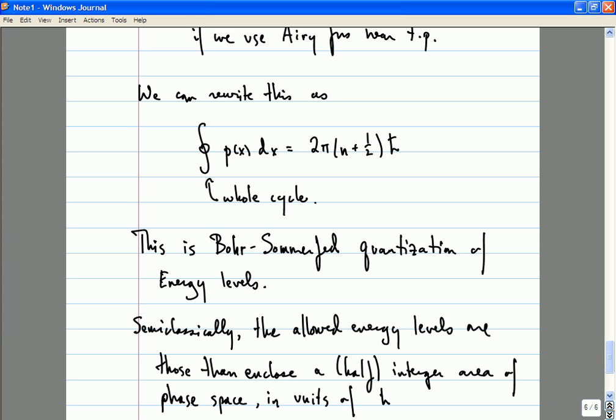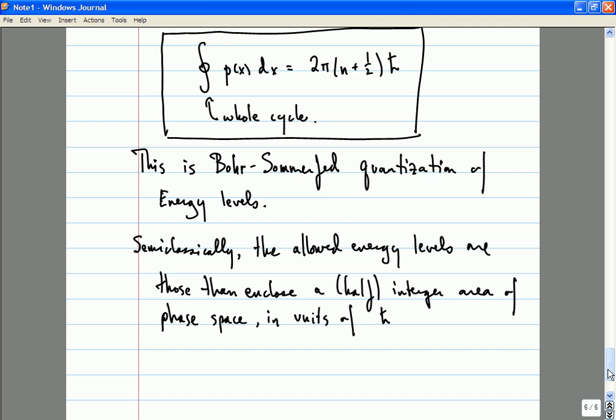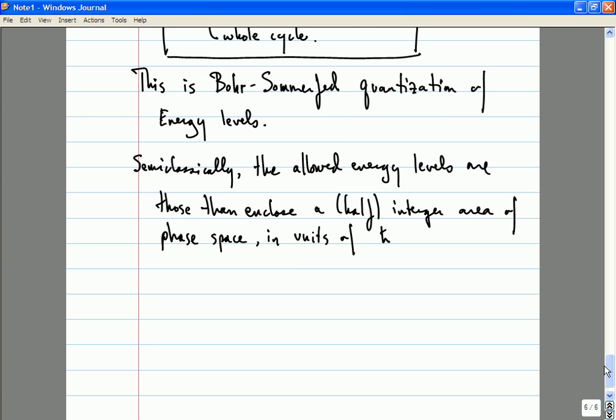So in particular, to understand why that's true, let's stare at this boxed equation for a minute. So let me rewrite it. So we have the integral of p dq, or p dx, is equal to 2 pi n plus 1/2 h bar, where n is some integer. So let's imagine that we have some classical system, and we can think of the phase space, the xp plane. So let me use x instead of q.